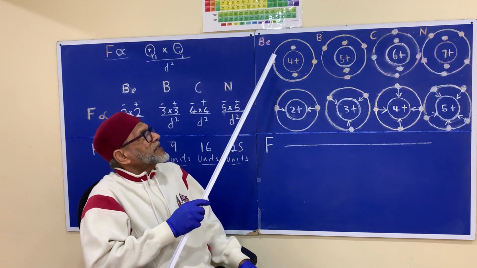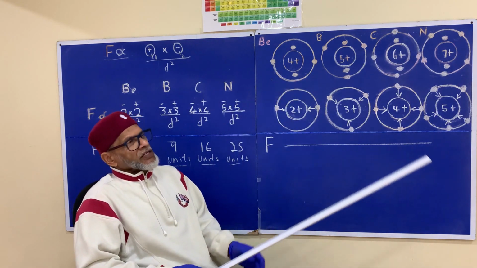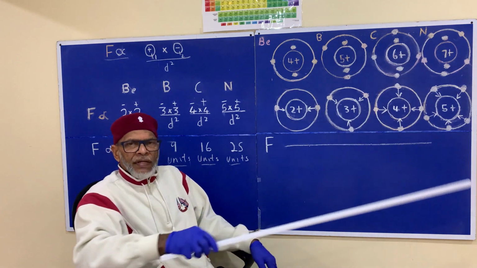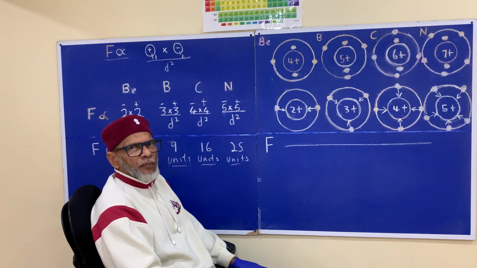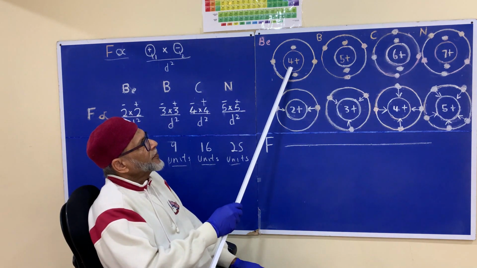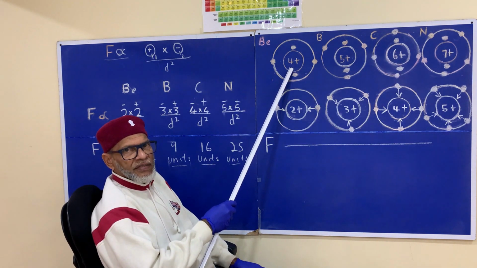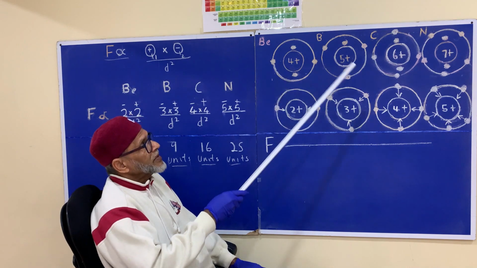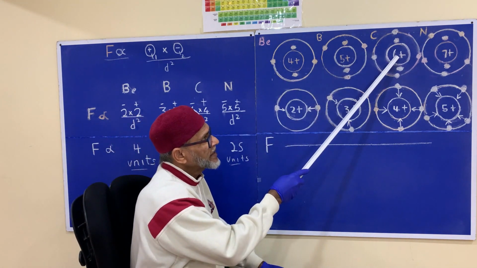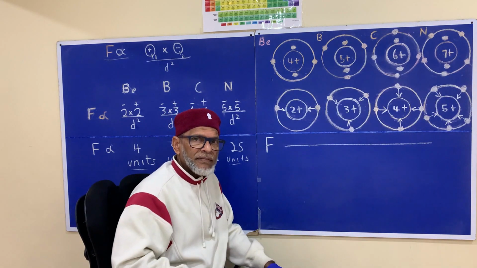What you've done across here is this. For each of those atoms here, we have drawn the Bohr-Rutherford diagrams. If you observe the Bohr-Rutherford diagrams as they are drawn there, you see that the nucleus of beryllium has 4 positive charges. That's because it has 4 protons. Boron has 5 protons, 5 positive charges, carbon 6, and nitrogen 7.